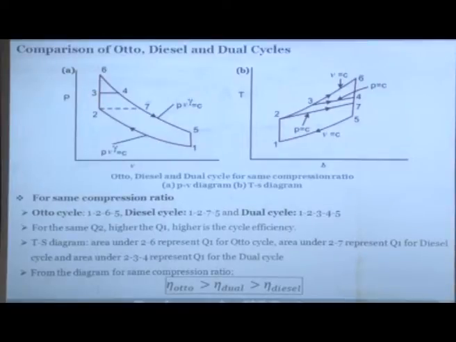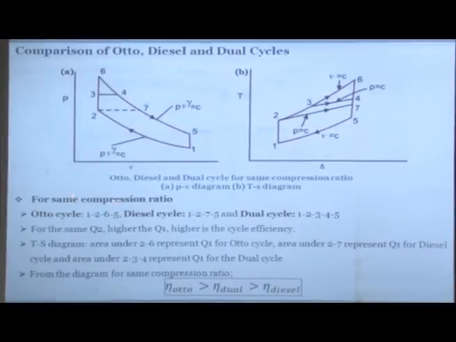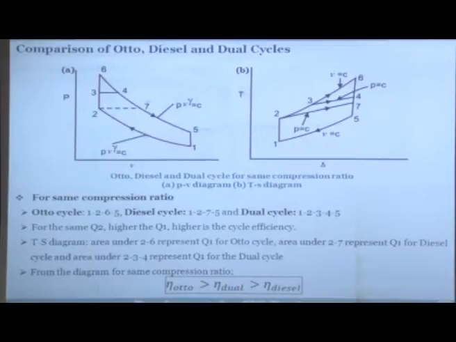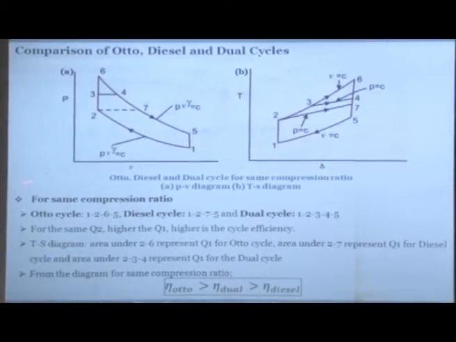So, this clearly shows in a PV diagram, and this is the corresponding TS diagram: 5, 1, 2, 7 is diesel, 1, 2, 3, 4, 5, 1 is dual, and 1, 2, 6, 5, 1 is Otto cycle. So from this diagram itself, which one will be most efficient? You can clearly see the one which has the highest area will be more efficient. So if you are comparing Otto cycle, diesel cycle and dual cycle for the same compression ratio, Otto cycle will be the most efficient, followed by the dual cycle, and diesel cycle will be the least efficient at the same compression ratio.